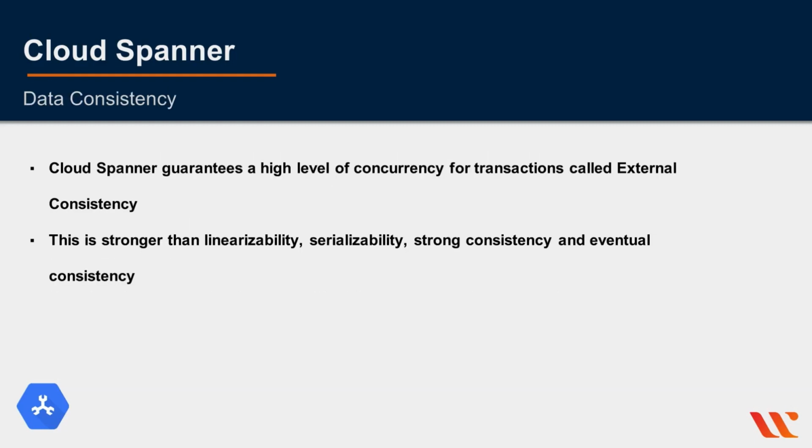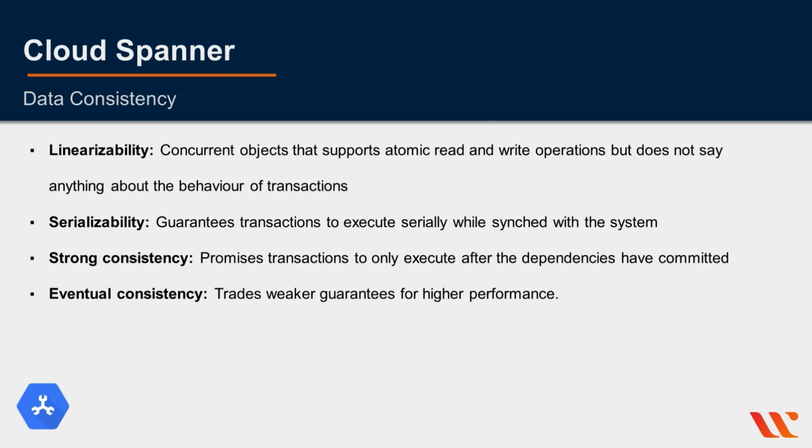Cloud Spanner provides clients with the strictest concurrency control guarantees for transactions, which is called external consistency. External consistency states that Cloud Spanner executes transactions in a manner that is indistinguishable from a system in which the transactions are executed serially and the serial order is consistent. This is stronger than linearizability, serializability, strong consistency, and eventual consistency.